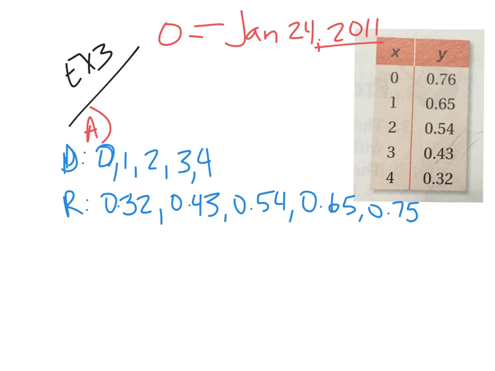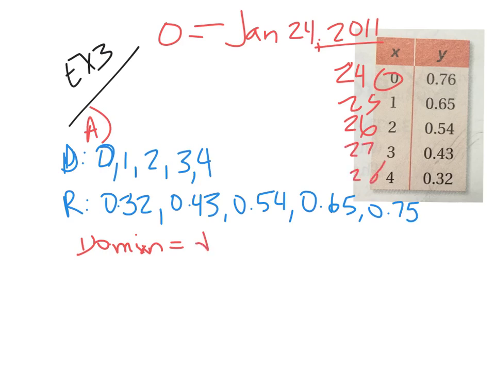Okay, now let's explain what the domain and range are. All these x values, what are they actually representing? Well, what does 0 represent? The midnight days, right? January what? 24. So this would have been the date of the 24th, and this would be the date of the 25th, 26th, 28th. So the domain are the dates on the calendar.